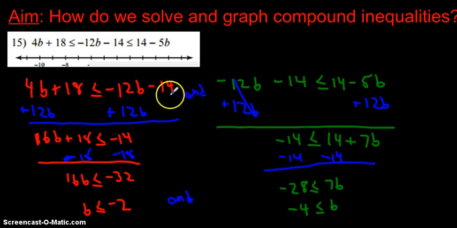So now to graph this. The red one, we'll start here on negative 2, and it's equal to, so solid. Numbers that are less than negative 2 are located this way, and the green one is numbers where b is greater than negative 4, which is here. So this is our solution set.